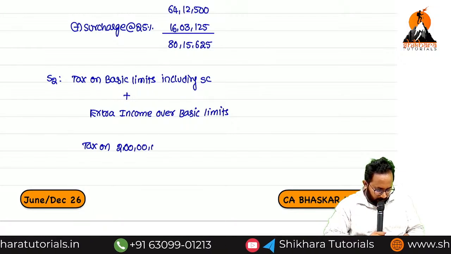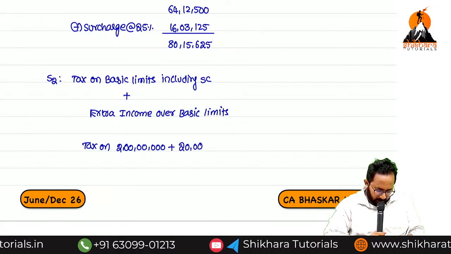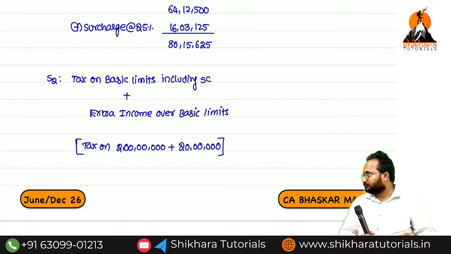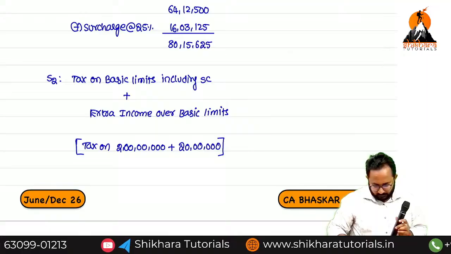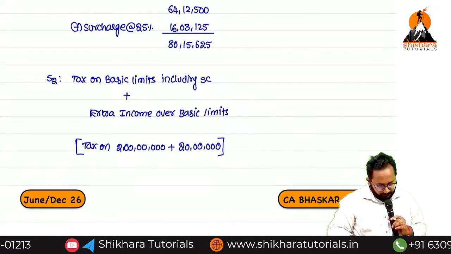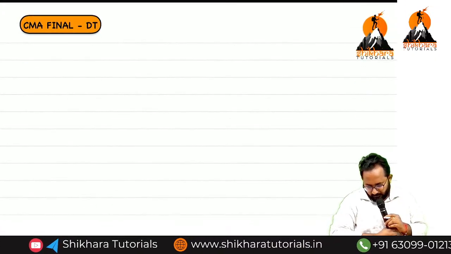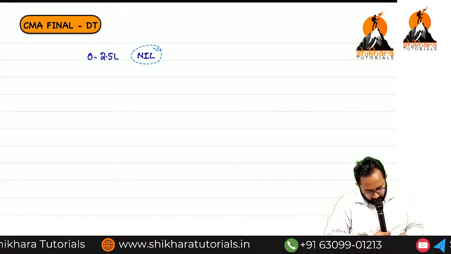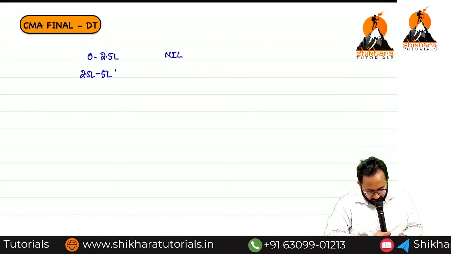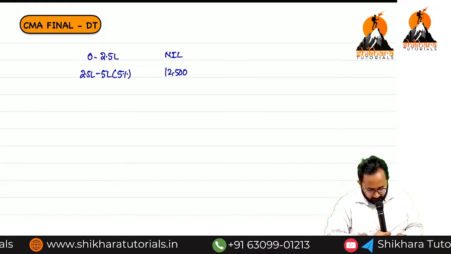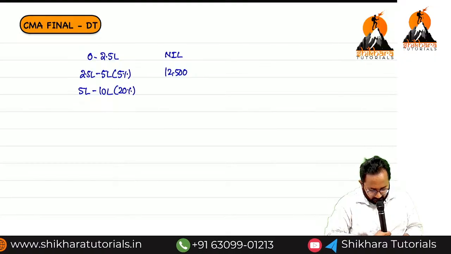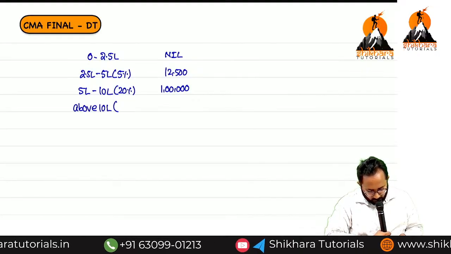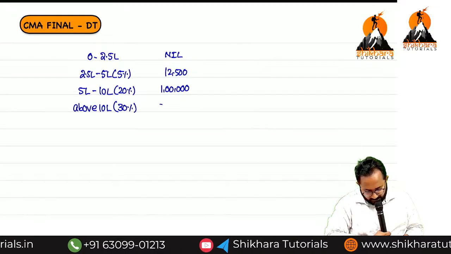For this we have to add the excess income. How much? 20 lakh. Right? Shall we calculate? Yes. 0 to 2.5 lakh, how much? Nil. 2.5 lakh to 5 lakh, there is 5%, that is 12,500. 5 lakh to 10 lakh, 20%, that is 1 lakh. Above 10 lakh, how much amount do we have? 190 lakh. On that 30%, you will get 57 lakh.